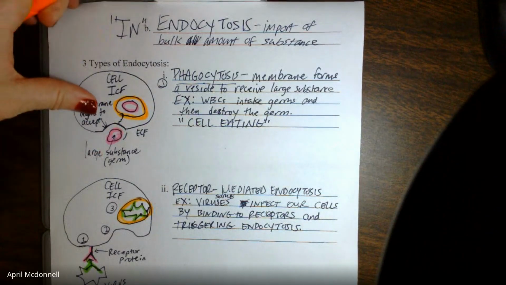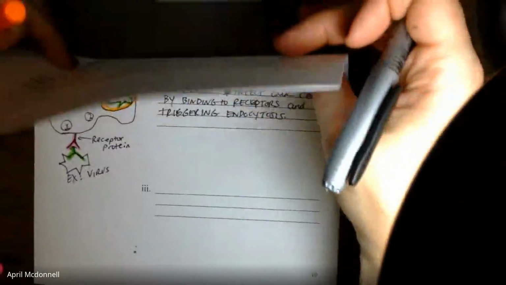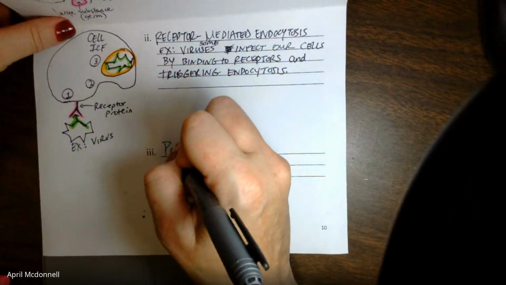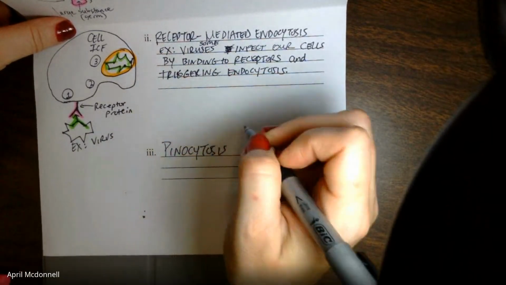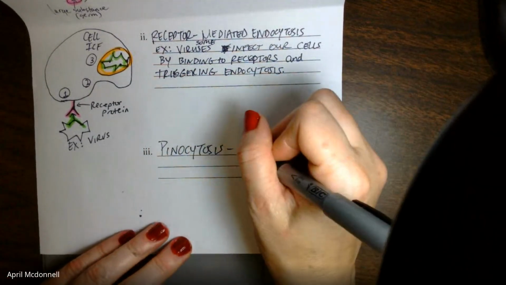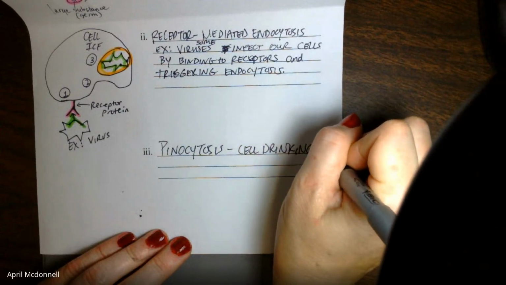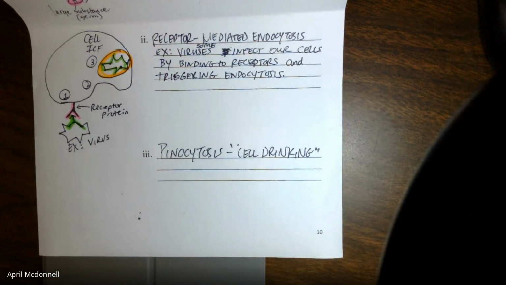Okay, our last example is called pinocytosis. And this one is the easiest, and it is actually just called cell drinking. So the cell is constantly surrounded by an ooey gooey nutritious fluid, and sometimes the cell wants to take in a droplet of that fluid and bring it into the cell, and that process is called pinocytosis.